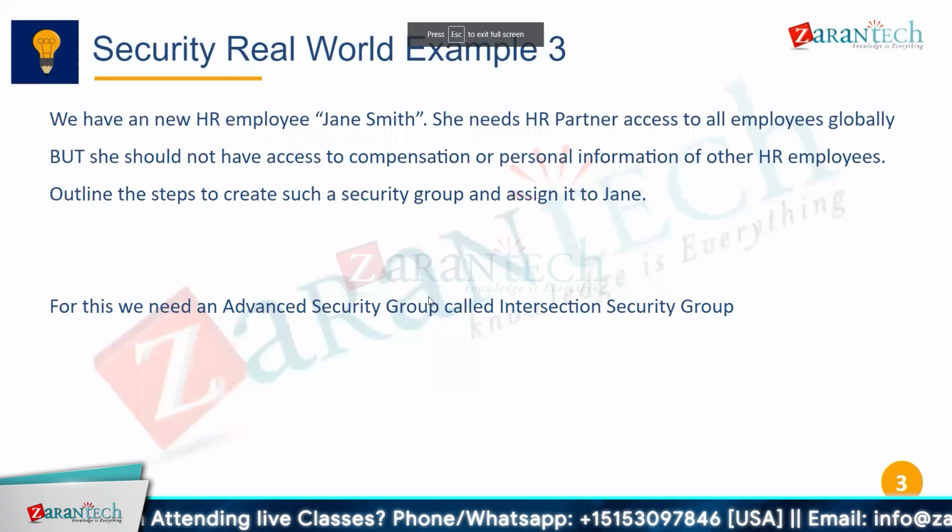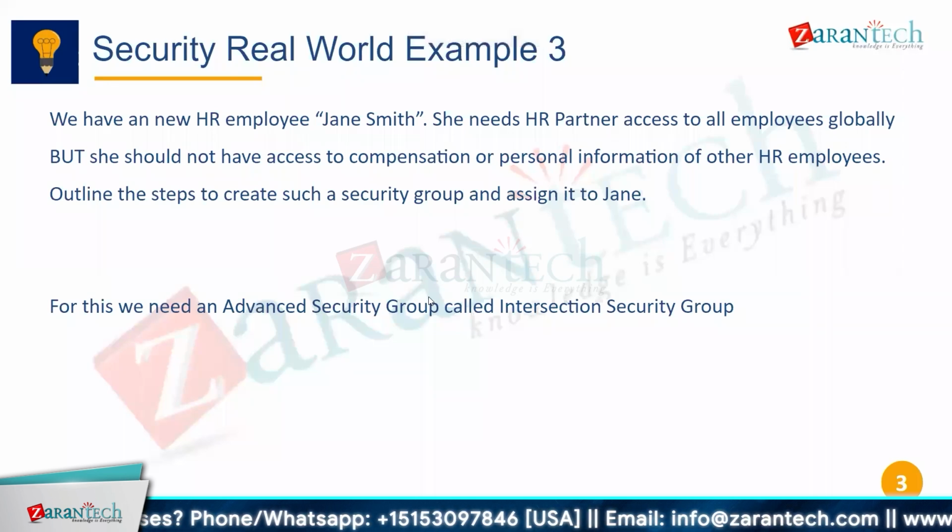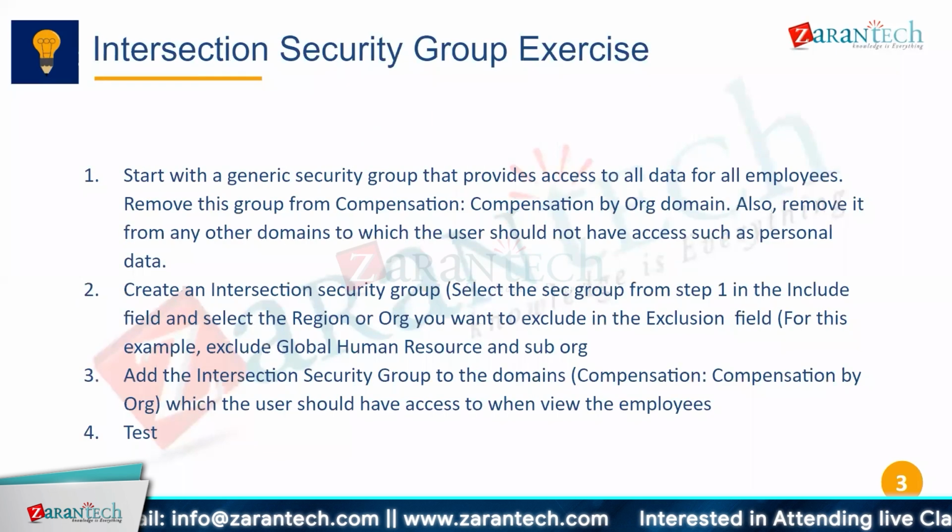So the scenario is we have a new HR employee, Jane Smith. She needs HR partner access to all employees globally, but she should not have access to compensation or personal information of other HR employees. In order to achieve that, this particular employee needs to be part of a security group called intersection security group. So the steps to do it is we start with a generic security group that provides access to all data for all employees.